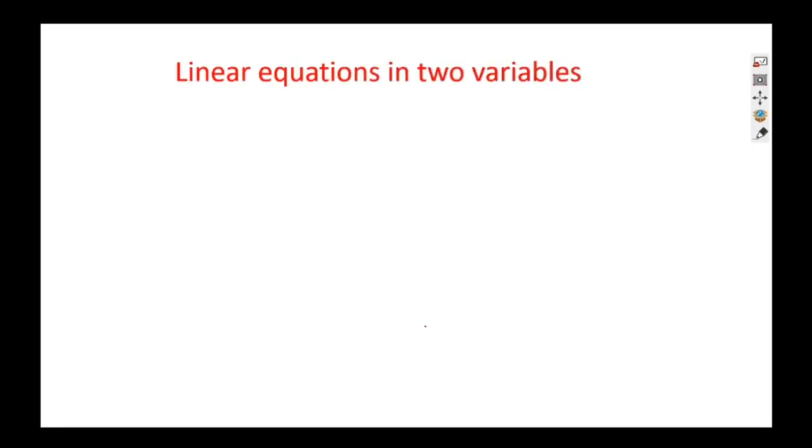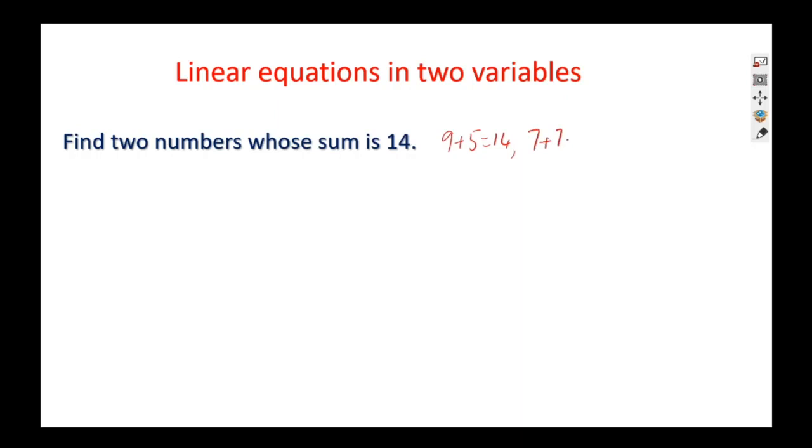Let us think about that situation. For that I need some example to explain you what is linear equations in two variable. Find two numbers whose sum is equal to 14. There can be an n number of them. 9 plus 5 is equal to 14. I know. I also know 7 plus 7 is equal to 14. I also know that 8 plus 6 is also equal to 14. 4 plus 10 is equal to 14. There is no limit like that. 0 plus 14 is equal to 14.